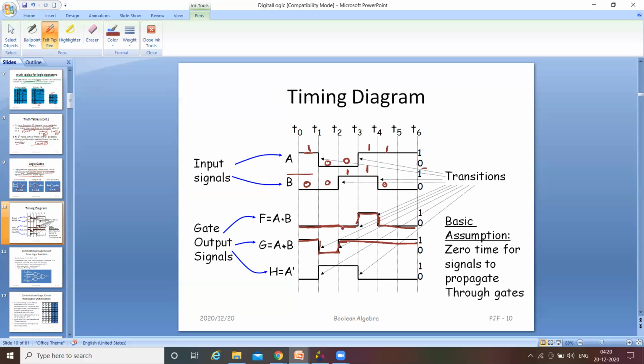Similarly, see here this A complement. So what is A? If A is 1, A complement will become 0. And see here, both 0 0 are there, in this case it becomes 1. And here completely 1 is there.